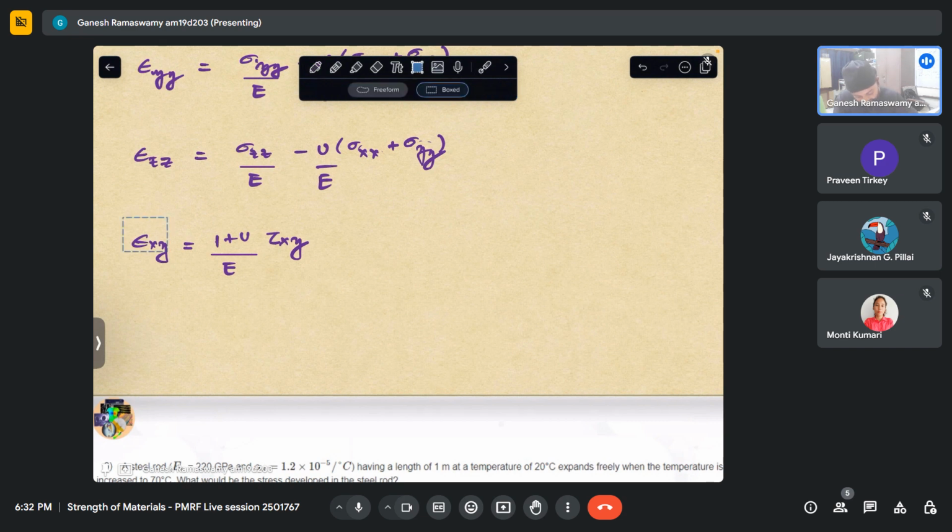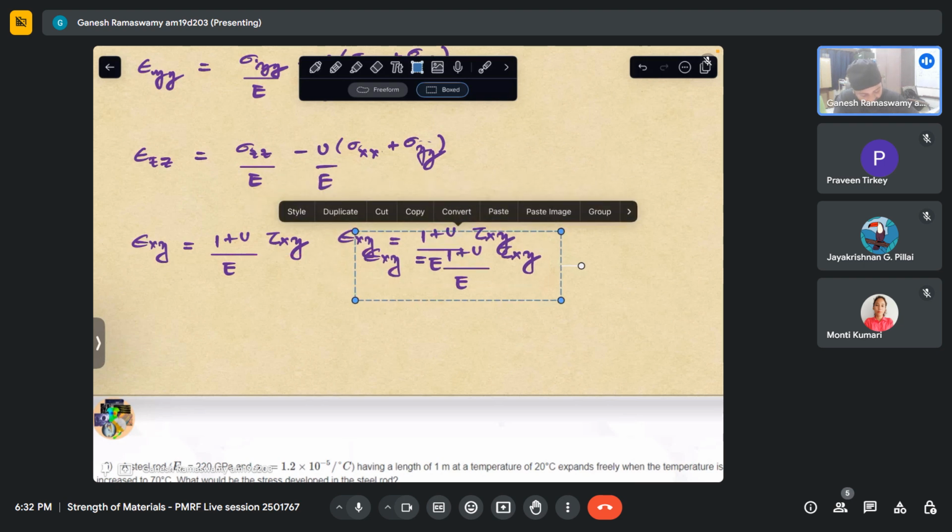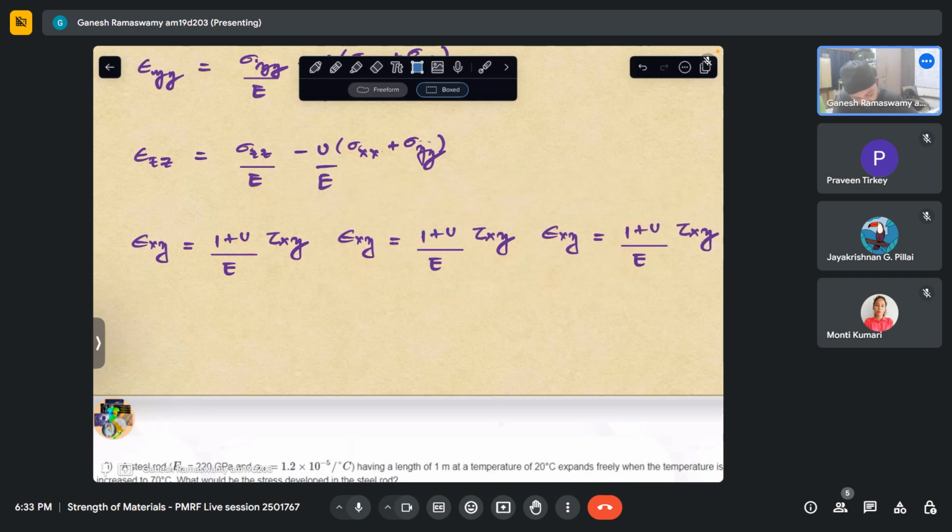Similarly, the others also can be written. In fact, I'm just writing it for the sake of completeness so that everything is there at one place. So I hope you can bear with that. So this is xy. I'll just remove this. This will be xz, and then I have to write for yz.